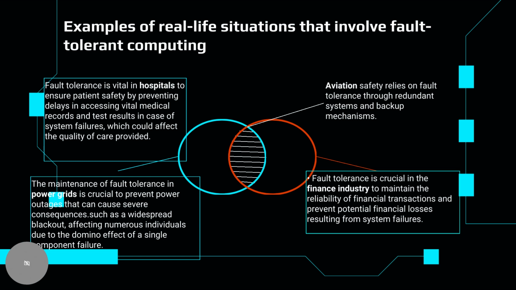Some examples of real-life situations that involve fault-tolerant computing: one of them is how it is very vital in hospitals to ensure patients' safety. It is also important in aviation for backup mechanisms. It's also important for maintenance of the power grid, and it helps to avoid power outages. The final one is that it helps the finance industry maintain the reliability of financial transactions.